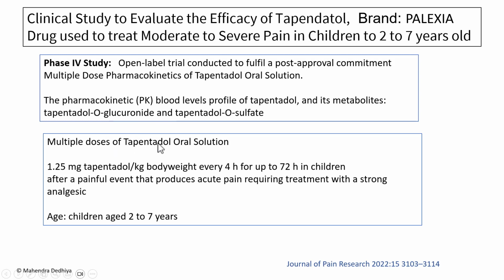Multiple doses of oral solution can be given, from 1.2 milligram per kilo of body weight every 4 hours up to 72 hours in children. Children have gone through a procedure with a painful event that produces acute pain and requires a strong analgesic.